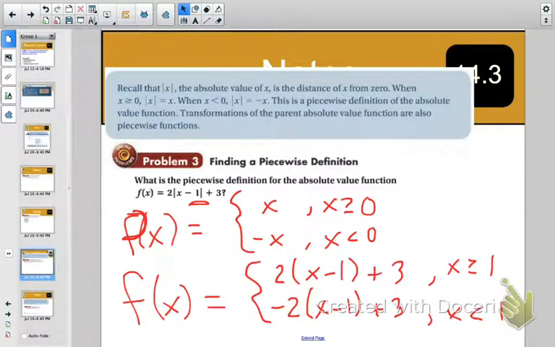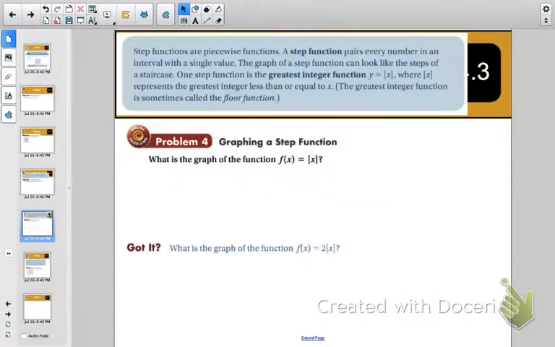Okay, next we have what we call a step function. We talked about that a little bit earlier. It says step functions are piecewise functions. A step function pairs every number in an interval with a single value. The graph of the step function can look like a step of a staircase.